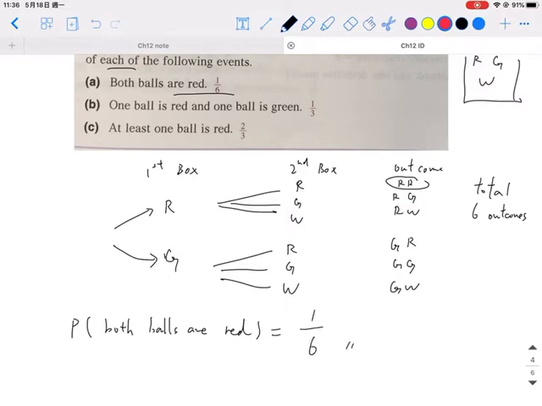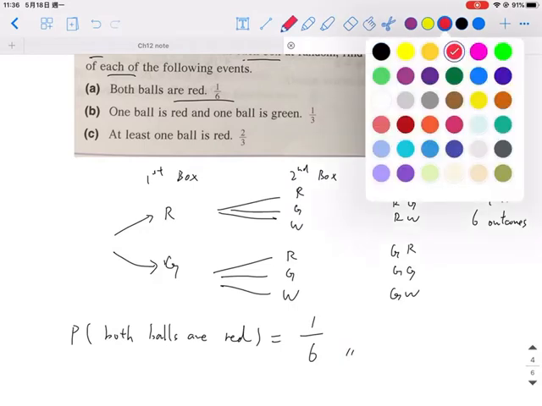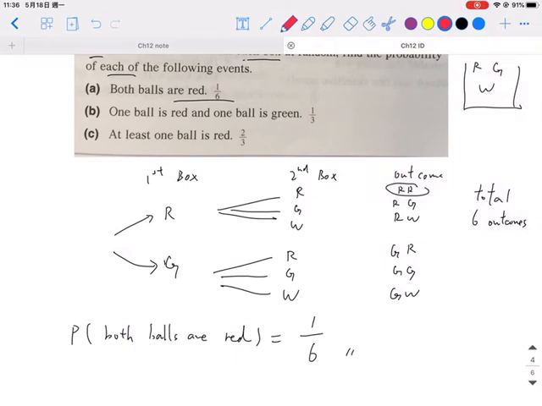Okay, so for part B, 1 ball is red and 1 ball is green. So that means 1 ball is red, I try using the red color, and 1 ball is green. This is the part B target. Green, okay, so that means 2. So what I write down is 1 red, 1 green. So it should be 2/6, that means 1/3.